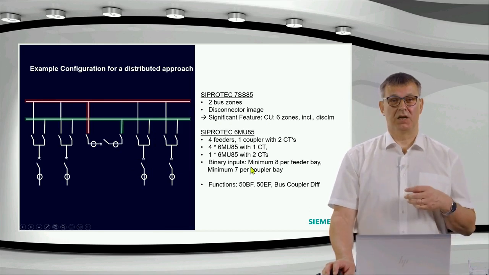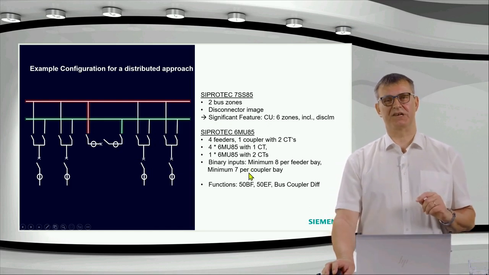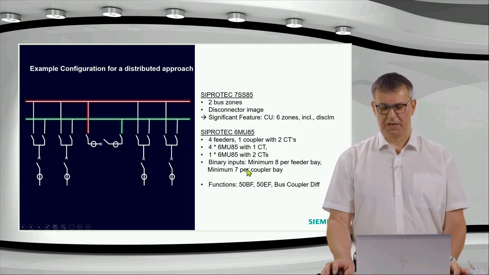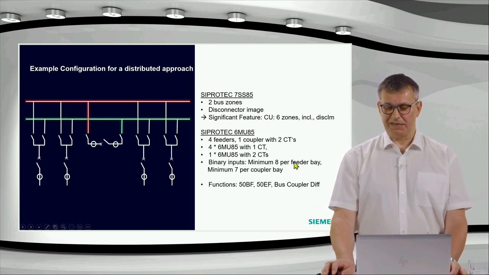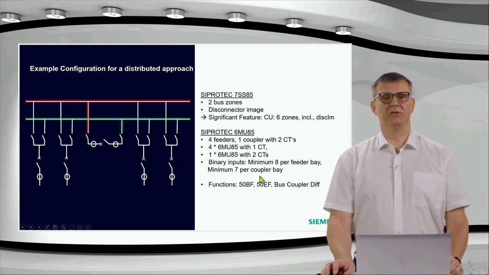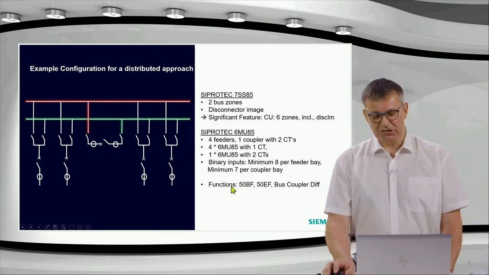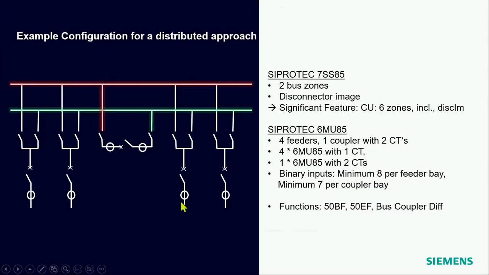And the requirements according to the binary inputs, binary outputs, LEDs, we have also discussed in detail in our first tutorial. We need a minimum of 8 per feeder bay and 7 per coupler bay, because in the coupler bay we will not have an advanced circuit breaker failure protection and circuit breaker failure protection, which could be started from an external device. And functions, we want to have the breaker failure protection in each bay unit, and end-fault protection, and we need a bus coupler differential protection. This bus coupler differential protection will be needed in the 7SS85.